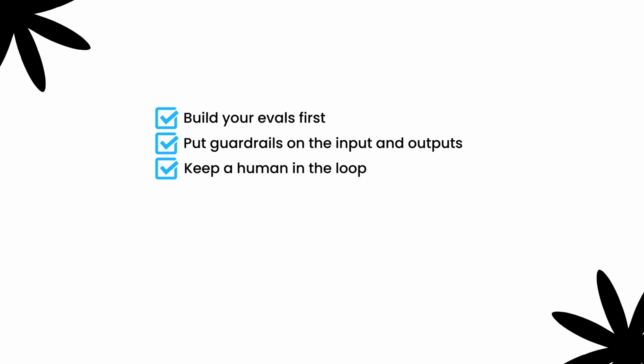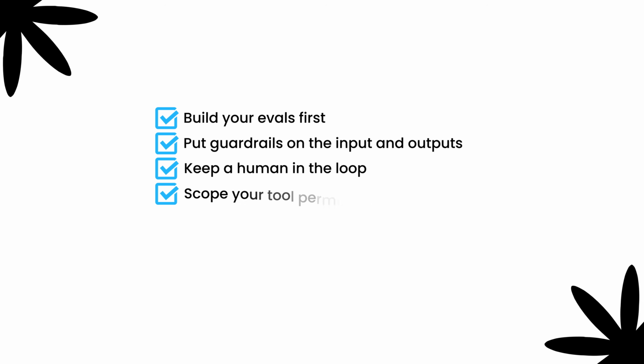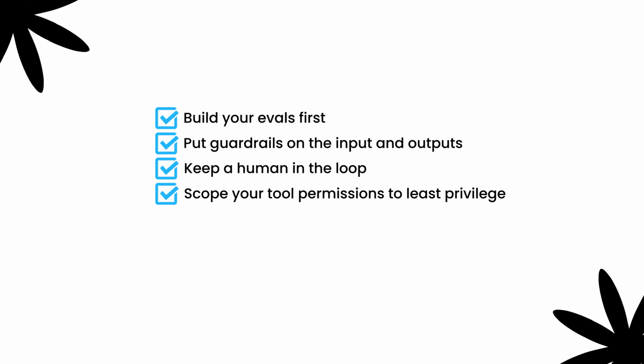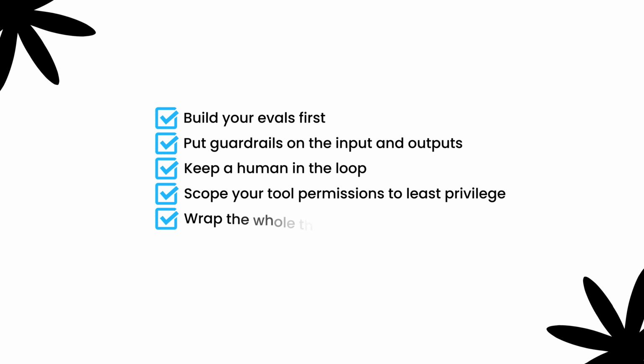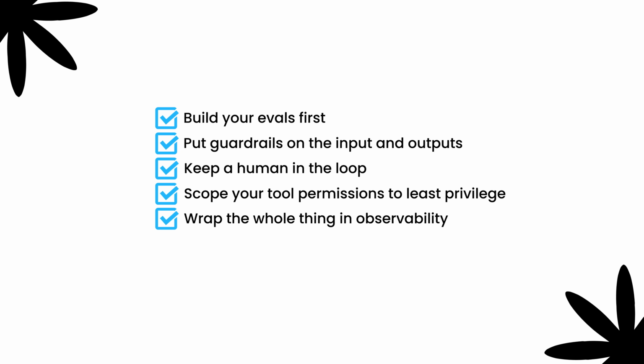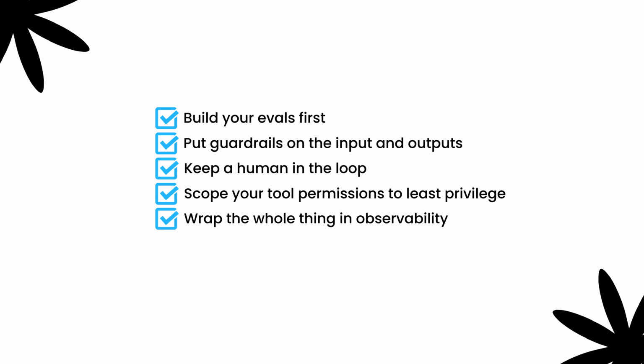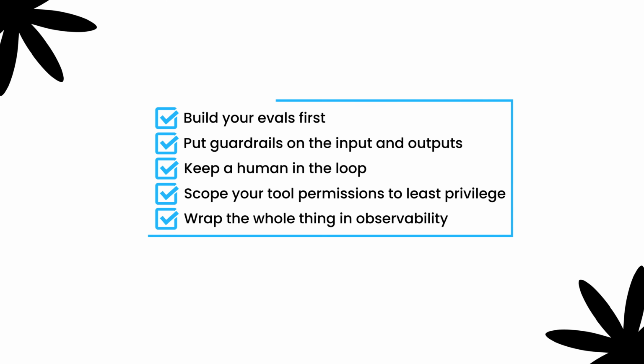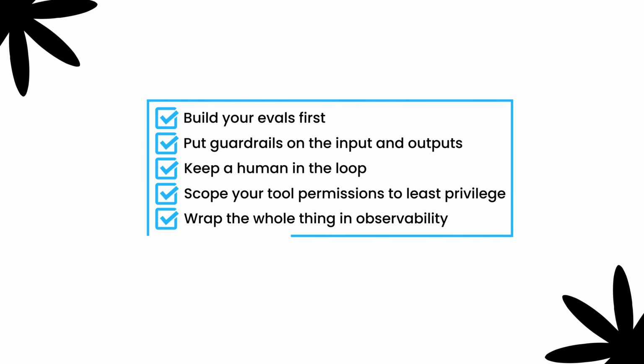And this is a big one for agents. Scope your tool permissions to least privilege. An agent should have the narrowest possible access to do its job and nothing more, with approval gates on anything that writes, sends, or spends. Then wrap the whole thing in observability so you can actually trace what the model did and why when something goes sideways. This is the layer most teams underinvest in. And this is the layer that decides whether your agent is actually running safe or not.